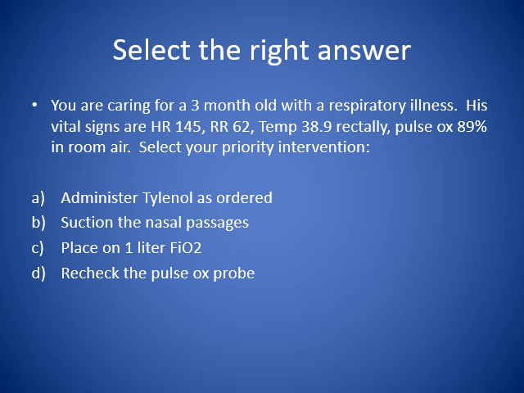So select the right answer. You are caring for a 3-month-old with a respiratory illness. His vital signs are heart rate of 144, respiratory rate of 62, temp 38.9 rectally, pulse ox is 89% on room air. I want you to select your priority intervention. A, administer Tylenol as ordered. B, suction the nasal passages. C, place on 1 liter of oxygen. Or D, recheck the pulse ox probe. Take a second, read it again, pick your answer, and then move on.